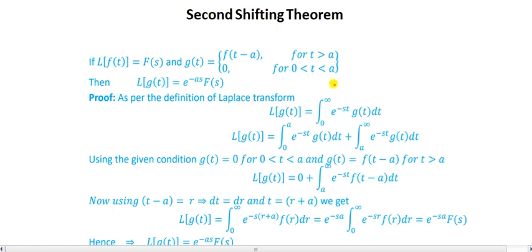To prove this theorem, let us start from the Laplace transform of g(t). We need to prove this one, and the Laplace transform of g(t) is equal to the integral from 0 to infinity of e to the power minus st g(t) dt. Okay, this is the formula, no worries on that.